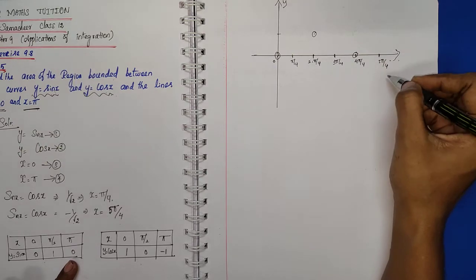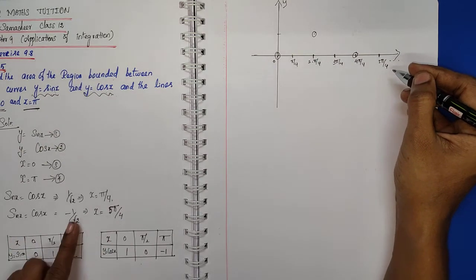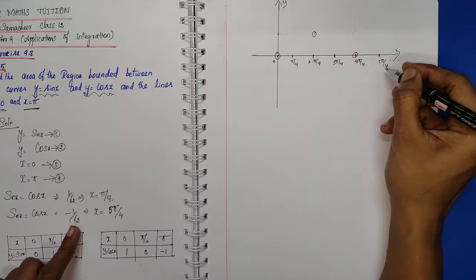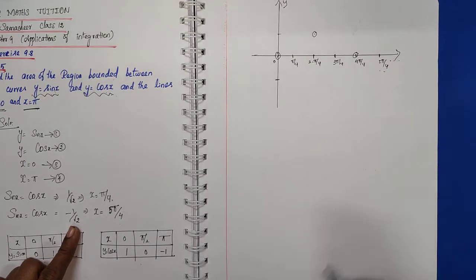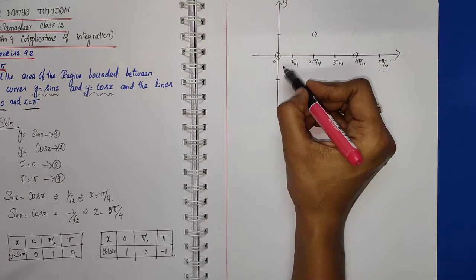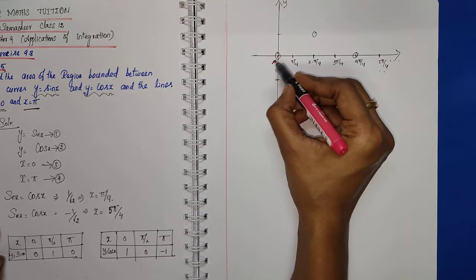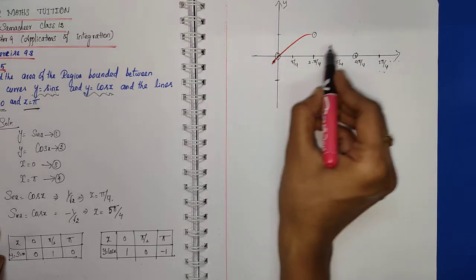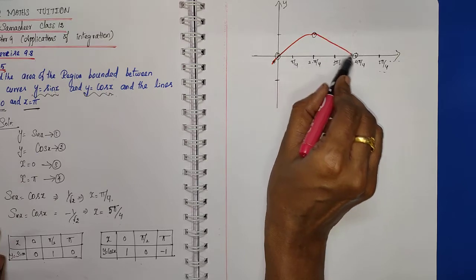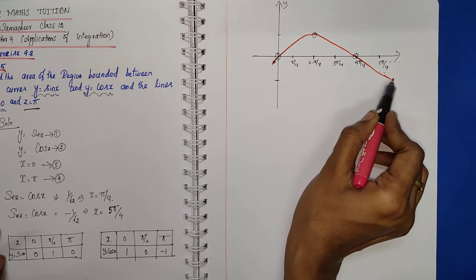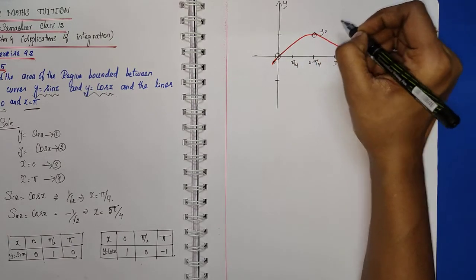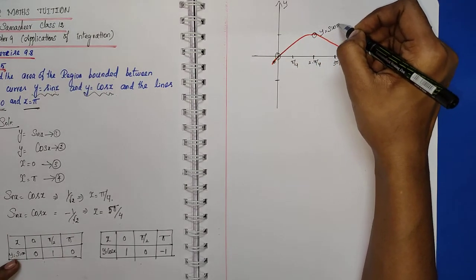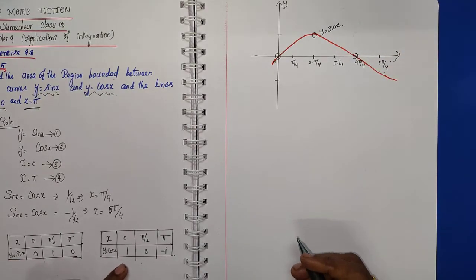So 5 times pi/4, we get minus 1/√2. Here minus 1. This point is here. Therefore, the required curve is moving like this. This curve is y is equal to sin x. And the cos x curve we are going to draw.